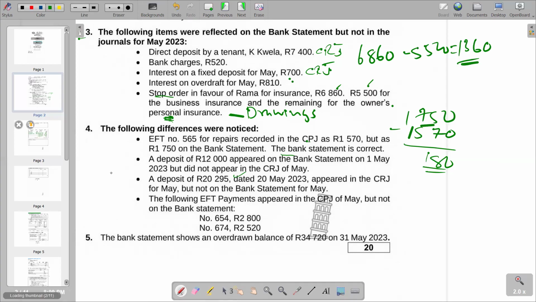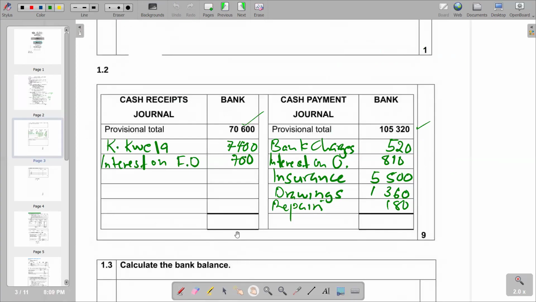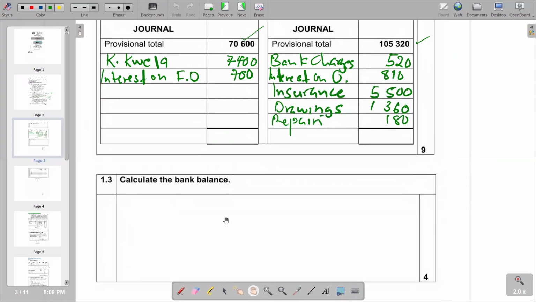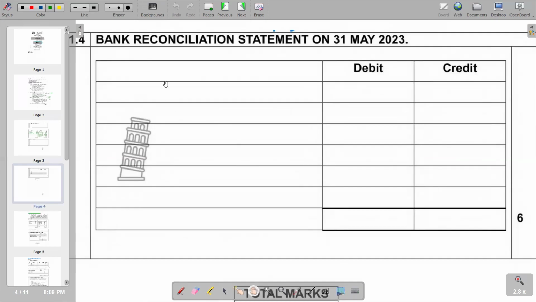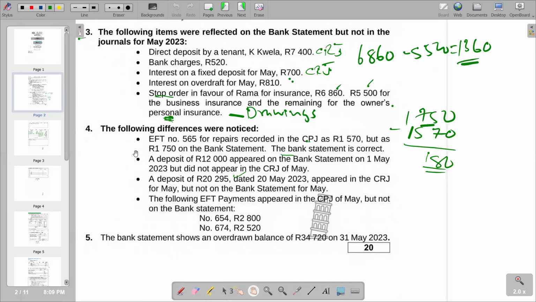20,295. So we go to our bank reconciliation, and obviously in our bank reconciliation, we are going to start with the opening balance. We can simply put the opening balance, which is saying the bank statement shows an overdrawn balance of 34,720 on 31 May 2023. An overdrawn balance means it's a negative balance.